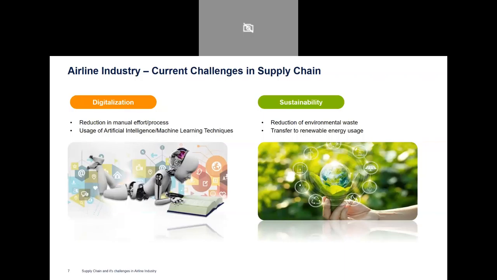So, airline industry: the current challenges in supply chain. The key two challenges in supply chain are digitalization and sustainability. First, digitalization. Digitalization means transferring manual work into digitalized work, so this could take the manual effort out of the process.